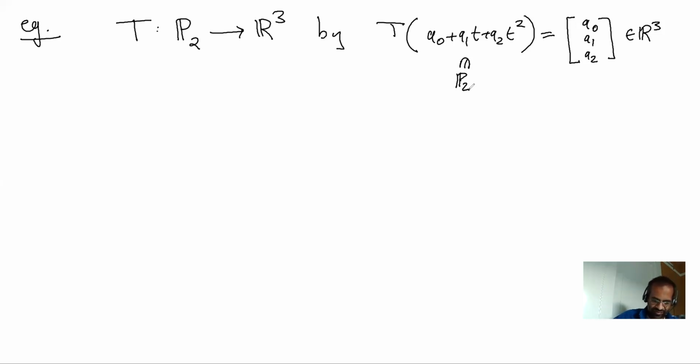It's kind of easy. You just check that if T of a polynomial is 0, well, that means all its coefficients are 0. So that means the polynomial is 0. So that means it's one-to-one. And to see that it's onto, well, you can certainly get any vector in R3 just by plugging in those numbers as coefficients of a polynomial. So this is an isomorphism.